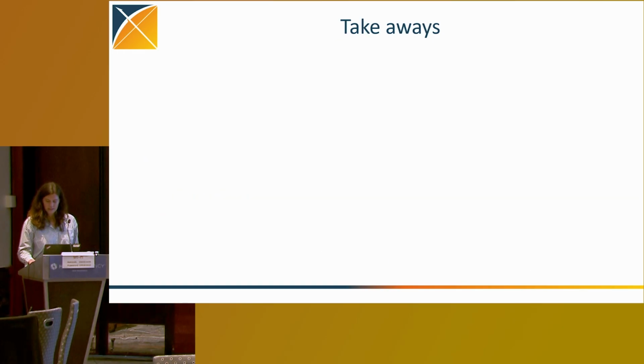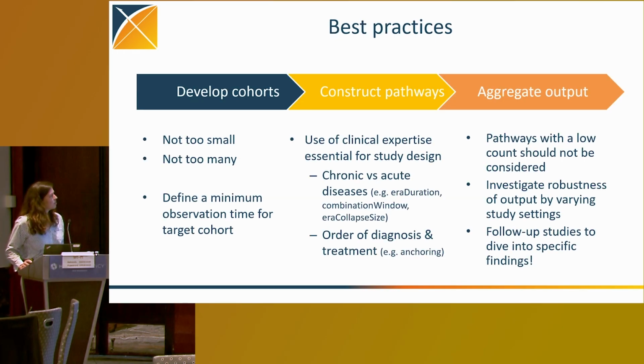And then finally, for the aggregate output, focus on the main pattern. So don't look at the pathways with a low outcome count. They should usually not be considered, and there's also a setting to minimize those. Then it's very important to do some kind of robustness analysis by varying the study settings, as I explained earlier. And I think the trick also when looking at these results is to understand you need to do follow-up studies to answer the questions that will come up.